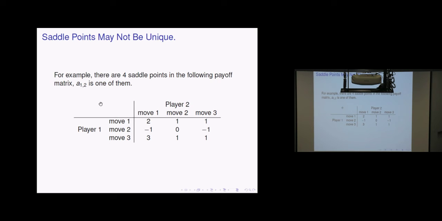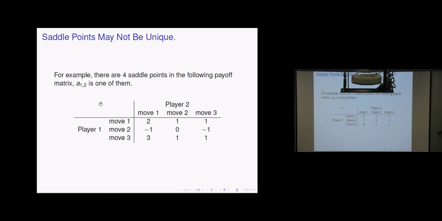Now let's look at the second row. There are two minimums again. Here -1 is a minimum, and the other -1 is a minimum. Now is this -1 at the same time a maximum of this column? No. So this is not a saddle point. How about this -1? It's a minimum here, but is it a maximum? No. So this is not a saddle point.